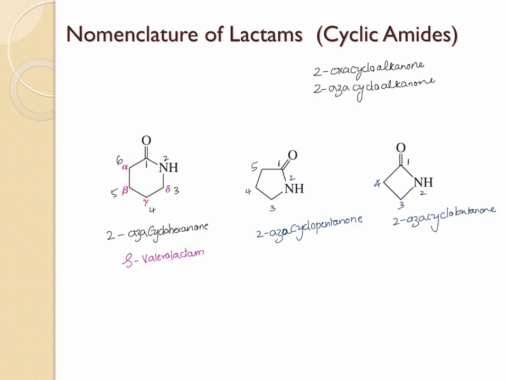And for this one, this would be alpha, beta, gamma. So this is an example of a gamma lactam. And since it has 1, 2, 3, 4 carbons, it should be gamma-butyrolactam. Let's go on to the next one. So this would be alpha, this would be beta. So this would be a beta lactam. And let's find the total number of carbons. 1, 2, 3. So that would be beta-propiolactam.